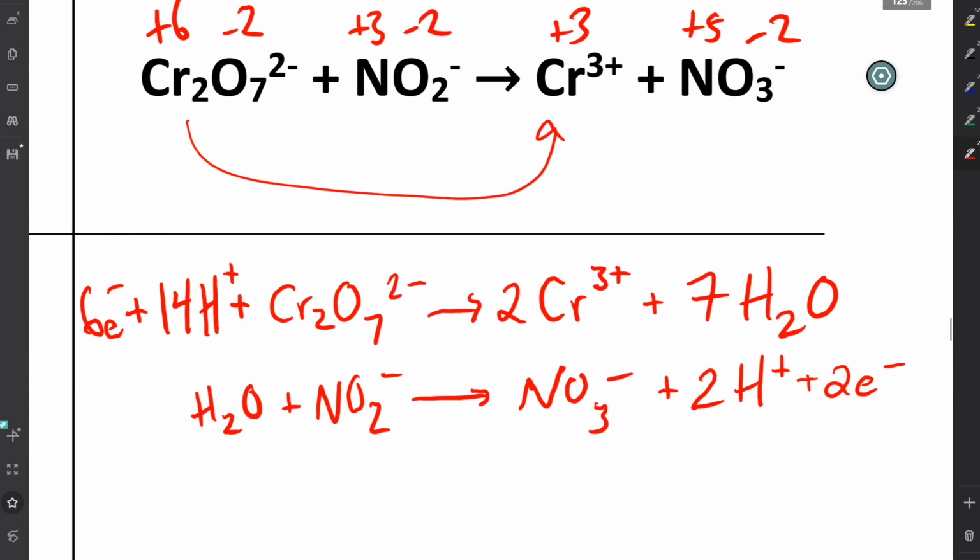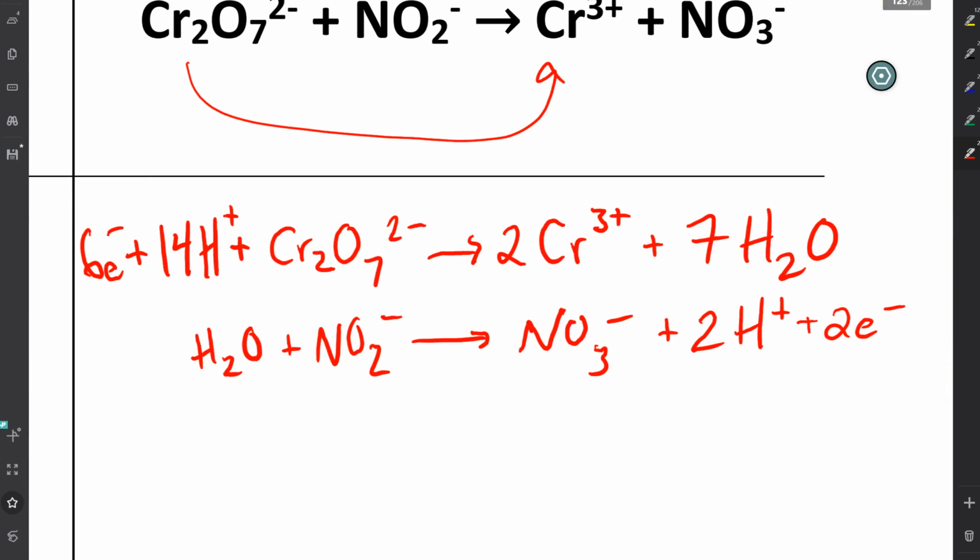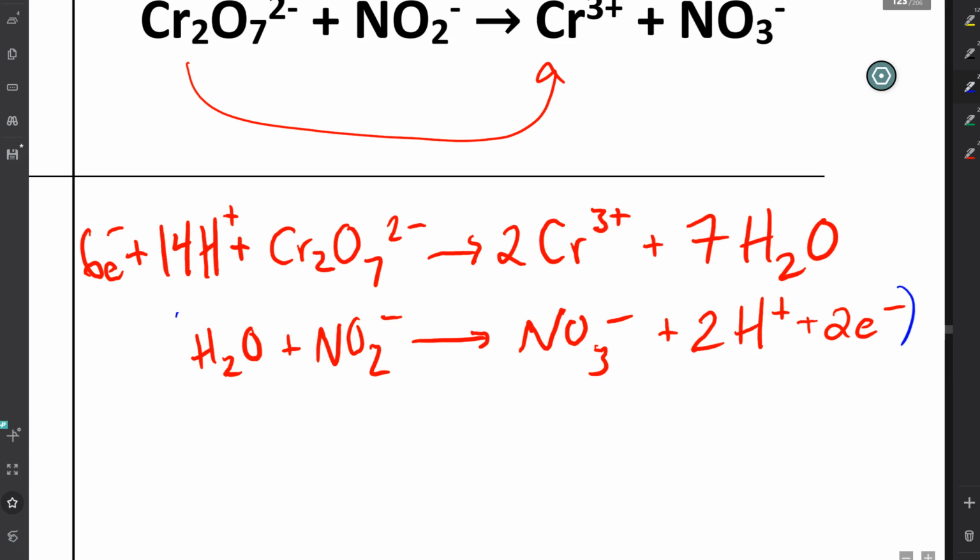All right, so as I take a look at this, same thing as before. I've got 6 electrons gained, 2 electrons lost. Let's put this in a different color. I'm going to take this entire second equation and multiply it by 3. By multiplying by 3, 3 times 2 gives me 6 electrons, and now the total number of electrons lost will be equal to the number of electrons gained.